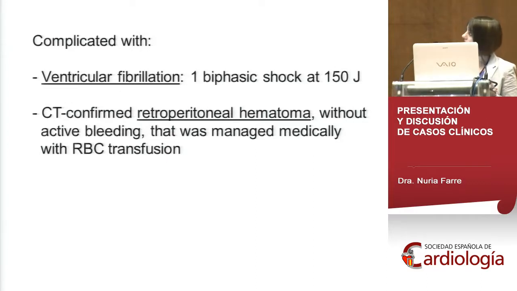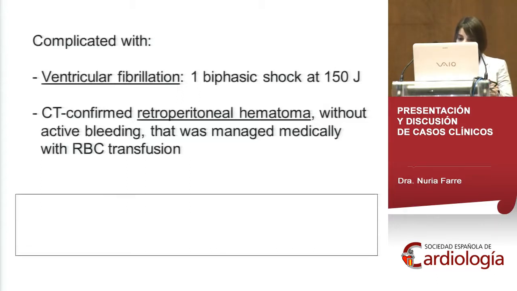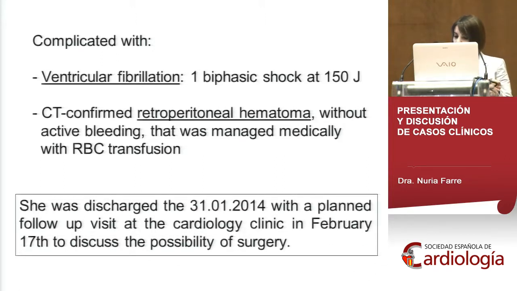But now she was complicated with ventricular fibrillation just after admission to the CCU, and then she had a confirmed retroperitoneal hematoma that was managed with red blood cell transfusion. We usually use the radial approach as a default, but in this case she had a fistula in the left arm, and we knew from previous angios that the right radial was not suitable for treatment, so we went to the femoral, and she had the hematoma. She was discharged on the 31st of January with a planned follow-up visit in two weeks to discuss the possibility of surgery of the circumflex and LAD.